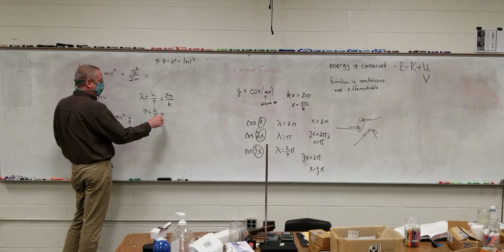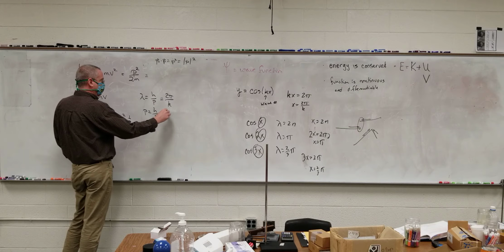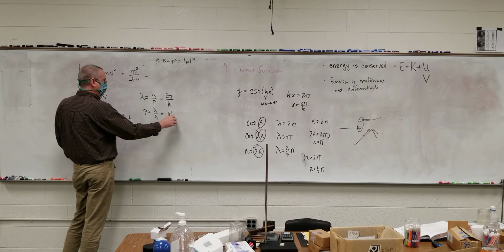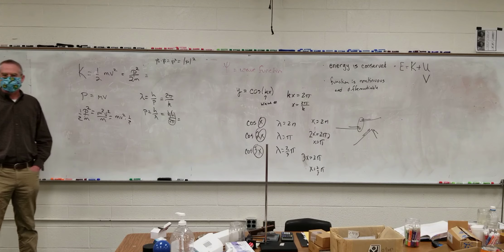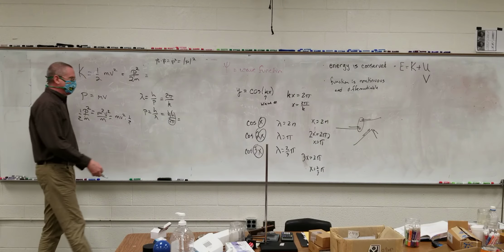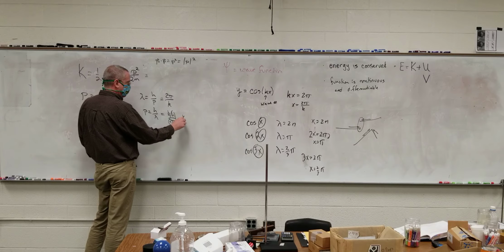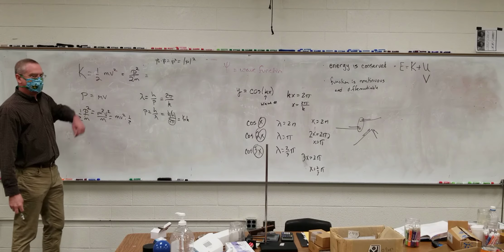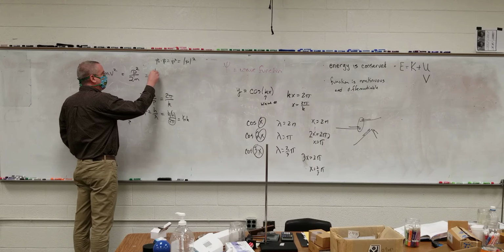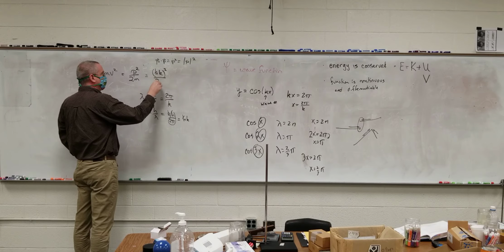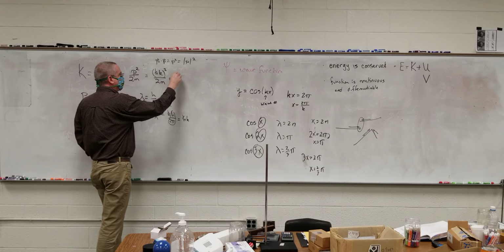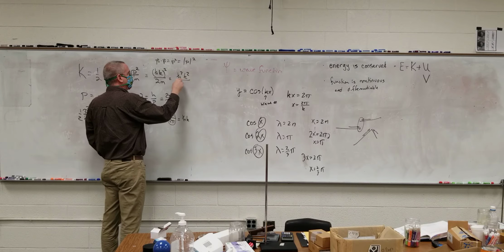So p is equal to kh over 2 pi. And h over 2 pi shows up so often that that's what they make h bar. It's h bar times k. And we're going to plug that into here. h bar k squared over 2m, which is h bar squared k squared over 2m.